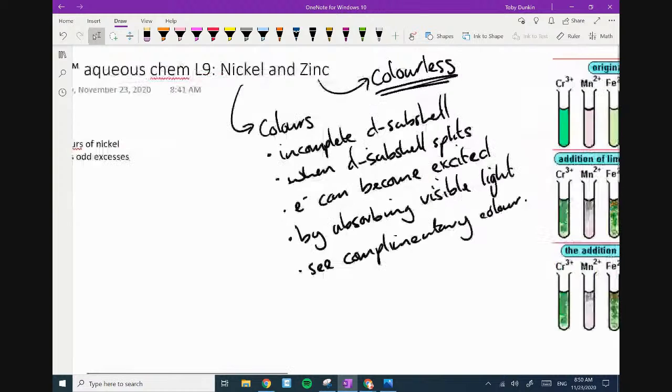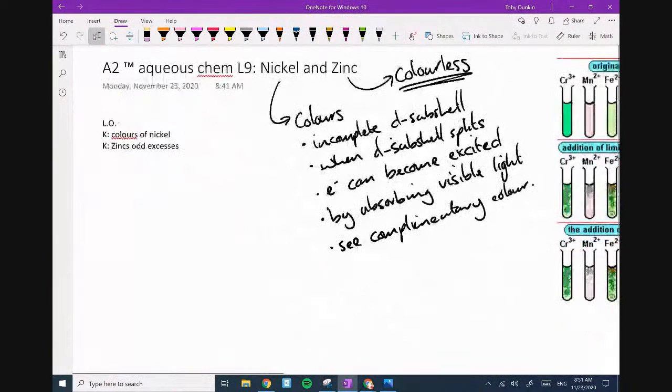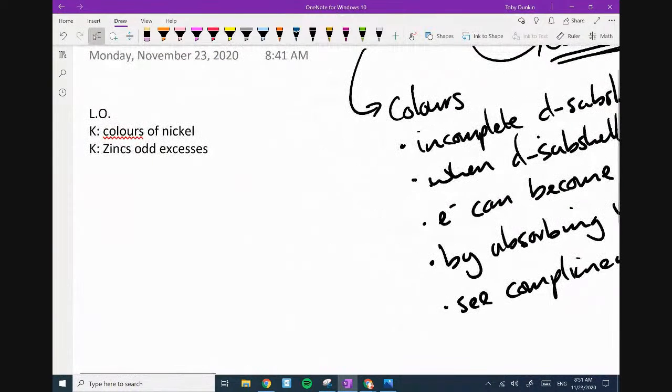It's nice to remind ourselves of those color things. Of course, zinc does form complexes, which means the D subshell is split, but because the D subshell is full, the electrons cannot become excited, therefore they cannot absorb visible light, therefore they're all going to be colorless or white. Reflects all light.